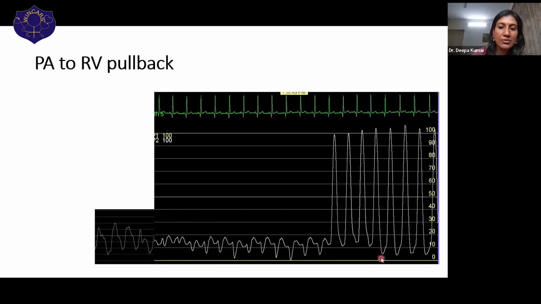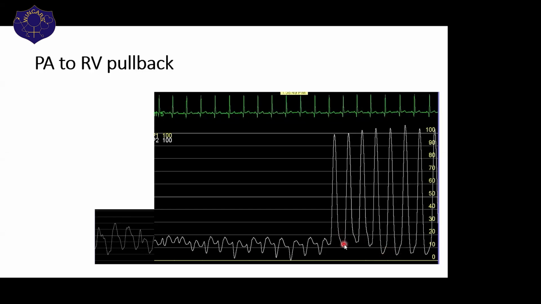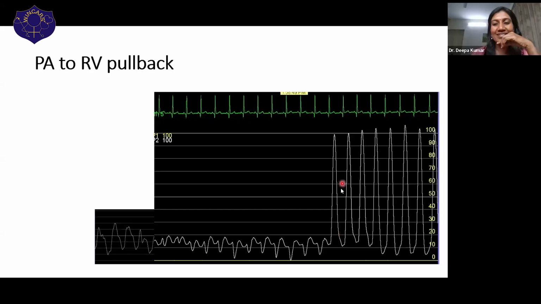Yes, ma'am. Diastole has actually come down. Diastole is 10 in these three beats, but here it is almost coming towards zero in the last three beats. So you still have the ventricularization. Yeah. So I think that's it.